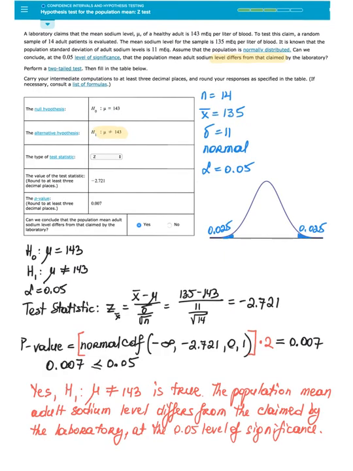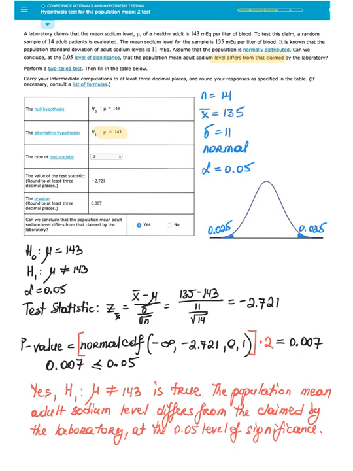This is our last example, and this is the example of a two-tailed test. A laboratory claims that the mean sodium level mu of a healthy adult is 143 milliequivalents per liter of blood. To test this claim, a random sample of 14 adult patients is evaluated. The mean sodium level for the sample is 135 milliequivalents per liter of blood. It is known that the population standard deviation of adult sodium levels is 11 milliequivalents. Assume that the population is normally distributed.